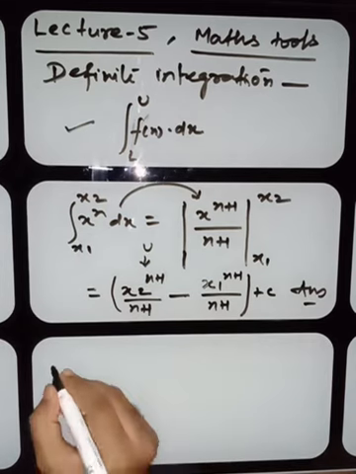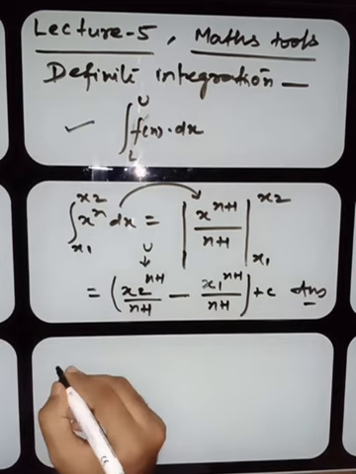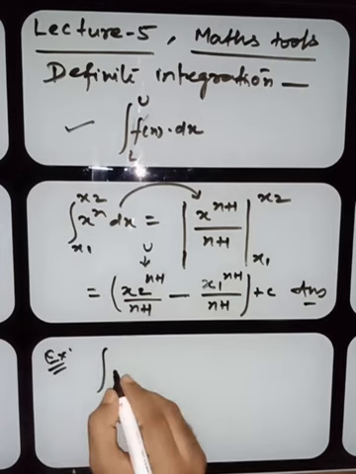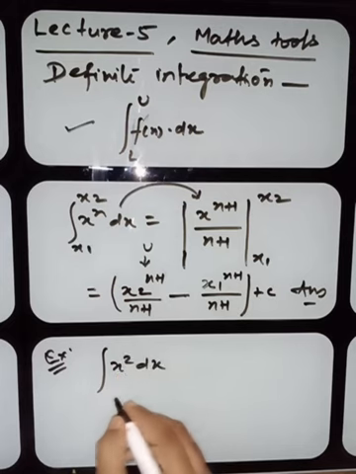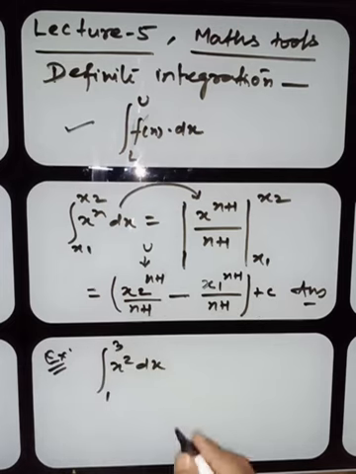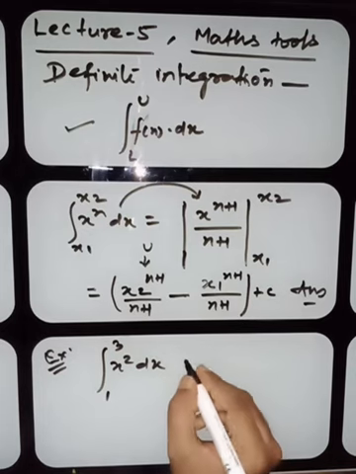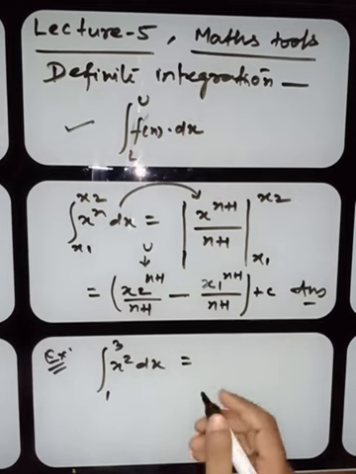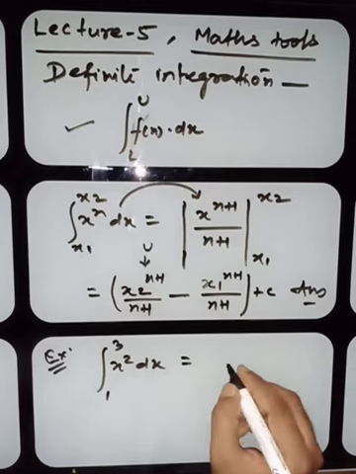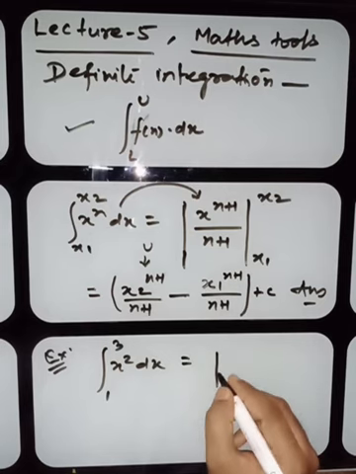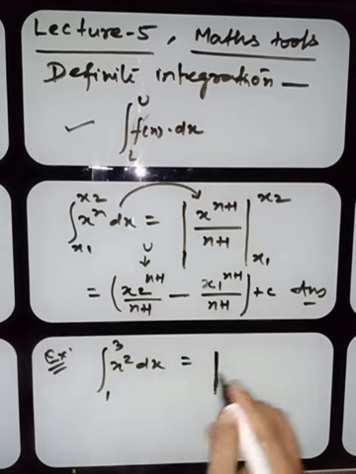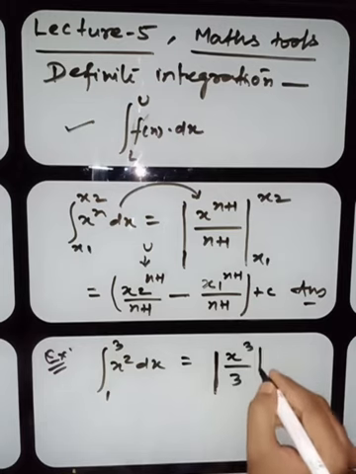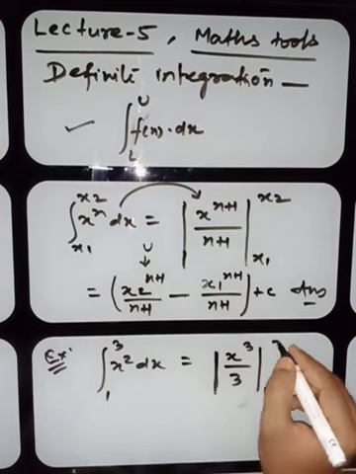Okay, let us solve a question, a very simple question. We have to find the integral of x squared dx from 1 to 3. What will be the answer? If you can solve it, kindly pause the video and try. Okay, let me solve. Directly I can integrate now: x cubed by 3, am I right? x cubed by 3, followed with the limits 1 and 3.